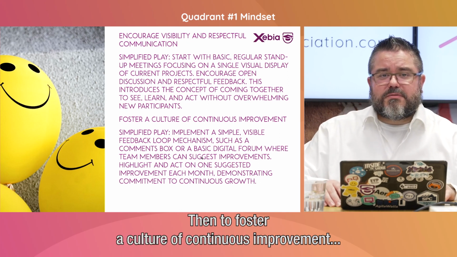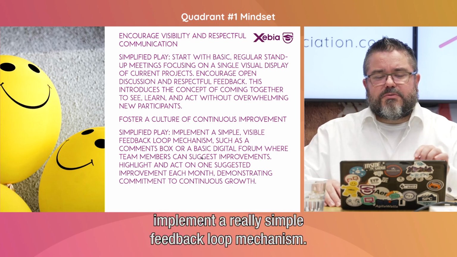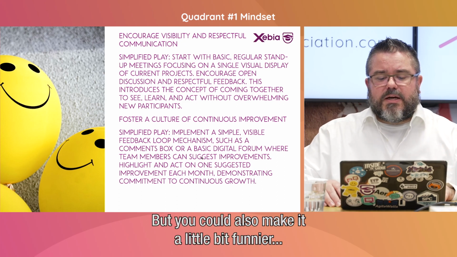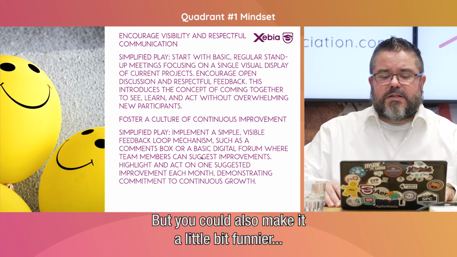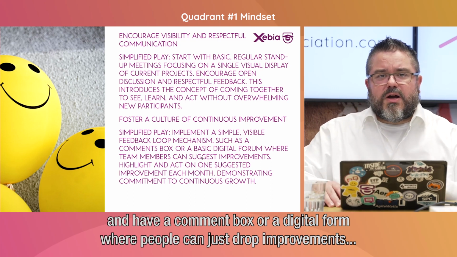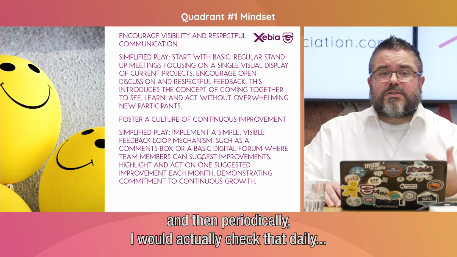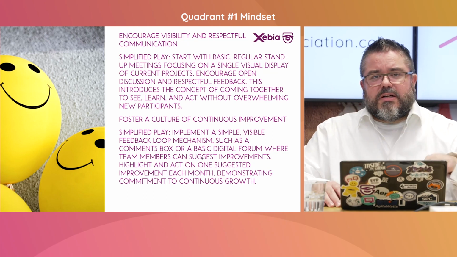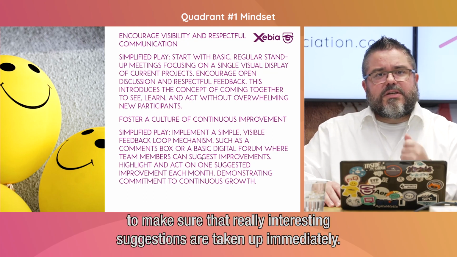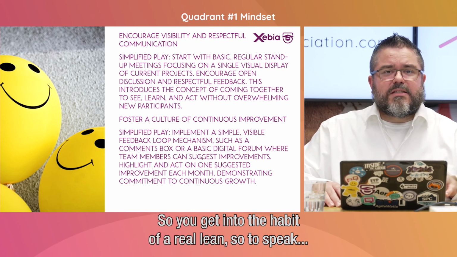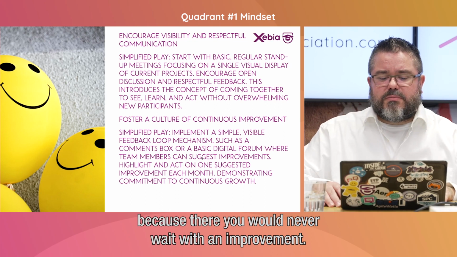Then, to foster a culture of continuous improvement, implement a really simple feedback loop mechanism. Again, this can be as simple as actually really doing sprint retrospectives, but you could also make it a little bit funnier and have a comment box or a digital forum where people can just drop improvements, and then periodically, I would actually check that daily, not just once every sprint or once every week, to make sure that really interesting suggestions are taken up immediately, so you get into the habit of real lean, so to speak, because there you would never wait with an improvement.